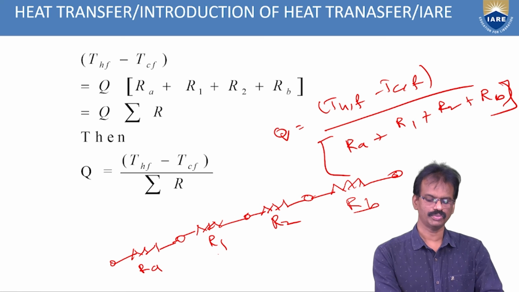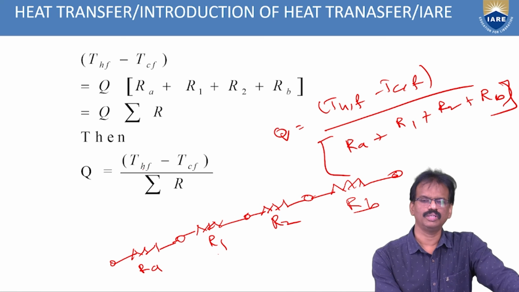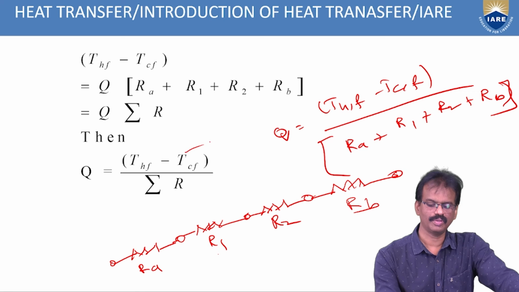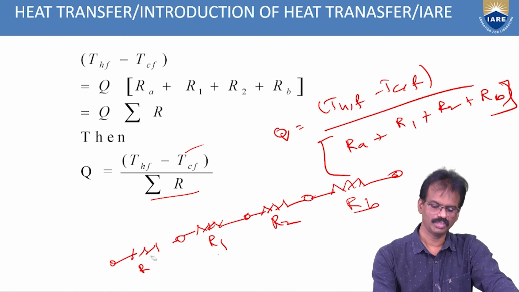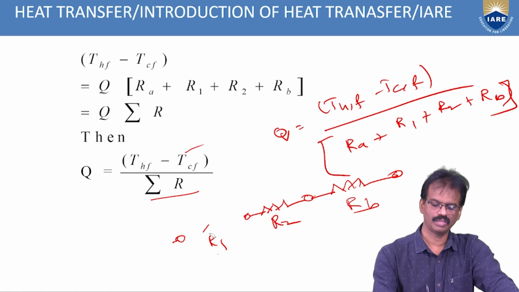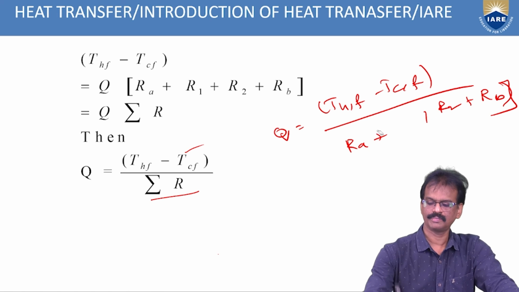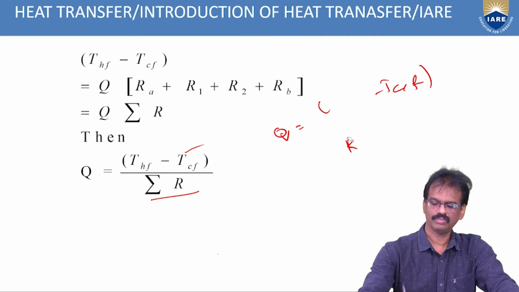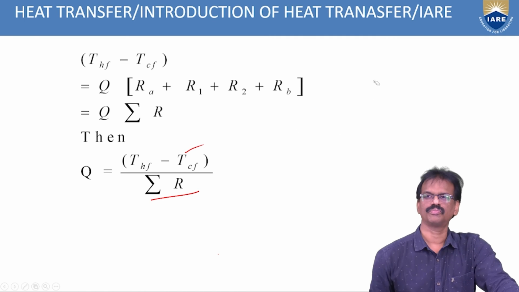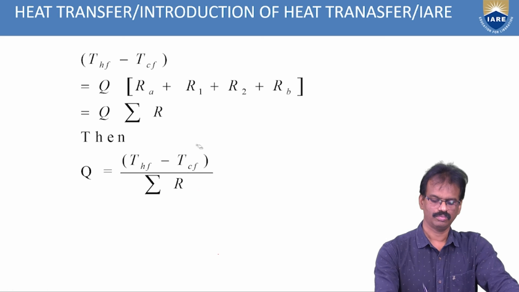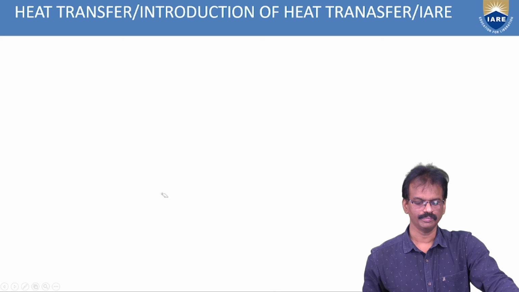So this is the final formula: Q is equal to inlet temperature minus outlet temperature by sigma R, the thermal resistivity. What is thermal resistivity? We have already shown it in the previous slides also; we can refer to that. Now, using this formula, you solve a few more numericals for better understanding.